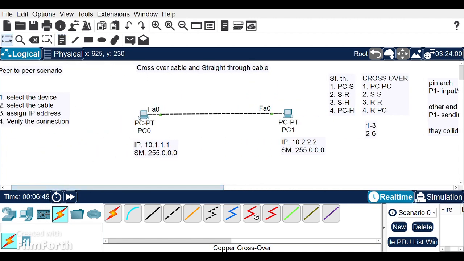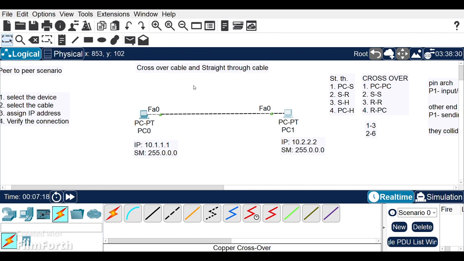So let's assign the IP address to the systems. Go to PC, go to desktop, IP configuration. The IP address is 10.1.1.1. Enter the subnet mask and it's done. Similarly here, desktop, IP configuration, it's 10.2.2.2. Enter and it's done. We have assigned the IP addresses.